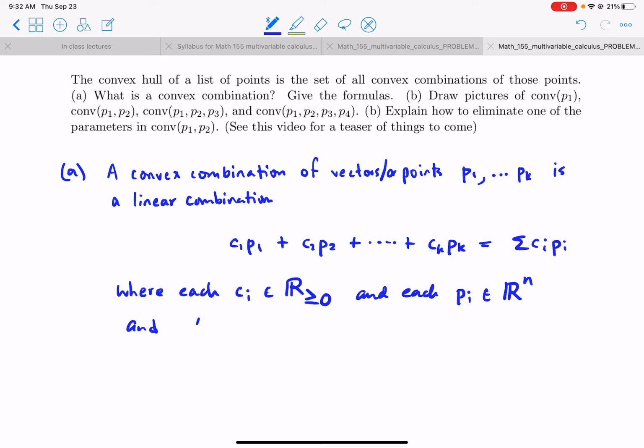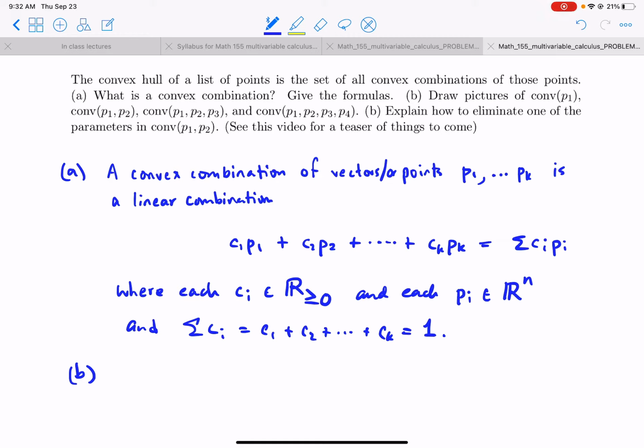And the sum of the C's, namely I'm adding up real numbers, is equal to 1. Like when you're taking the average, it's equal to 1. When you're taking probabilities, they have to sum to 1. It's sort of this idea. It's a weighted average. Okay, did I give the formulas? Did I say what a convex combination is? They have to sum to 1, they have to be non-negative real numbers, and the P's are vectors. I'm done.